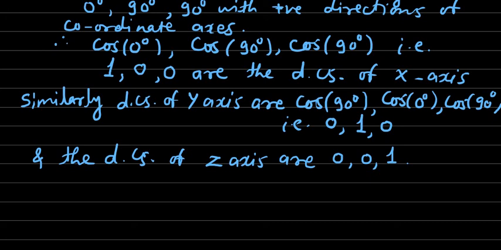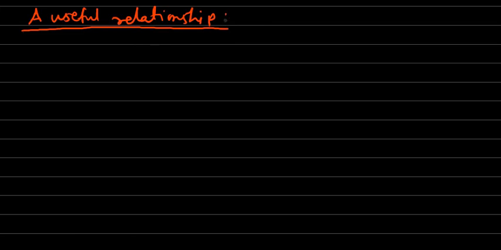Now next we'll move to find out a useful relationship. Here we are going to obtain a relationship that we are going to use many times, especially in this first unit. So see here, let O be the origin of the coordinates.